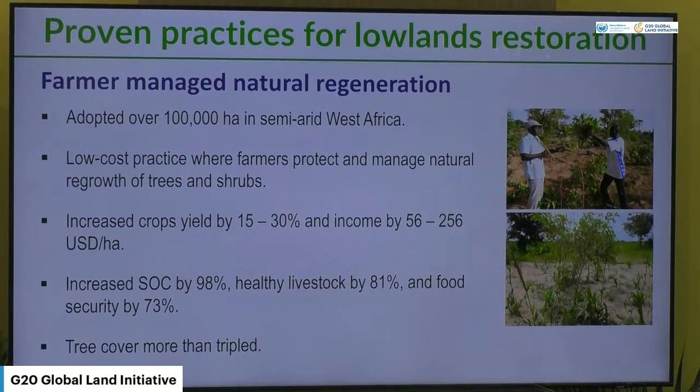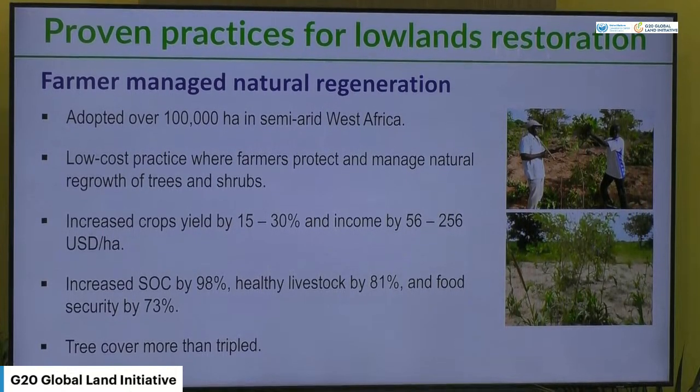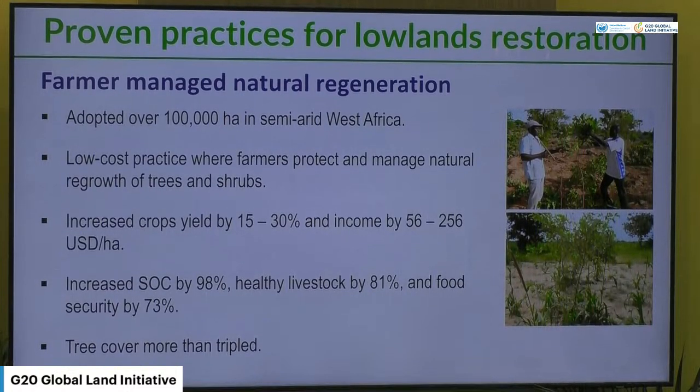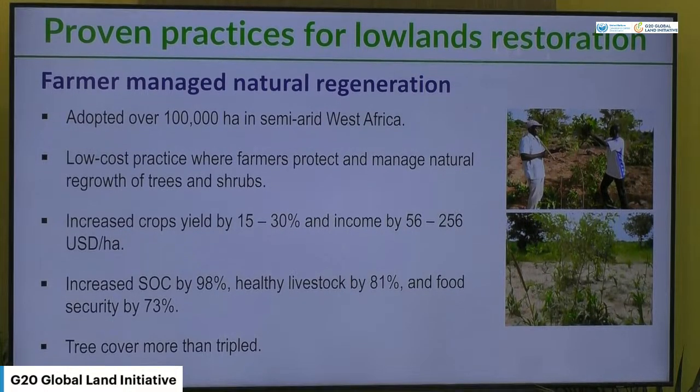The use of farmer-managed natural regeneration has contributed to increase crop yield by 15 to 30%, income by 56 to 250 US dollars per hectare, largely adopted in countries like Niger, Mali, and other countries where Sahelian conditions prevail. It contributes to increase soil organic carbon by 98% and food security by 73%. Something that is important, particularly in the case of this event, is that it increased the tree cover more than triple compared to the farmers' practice.